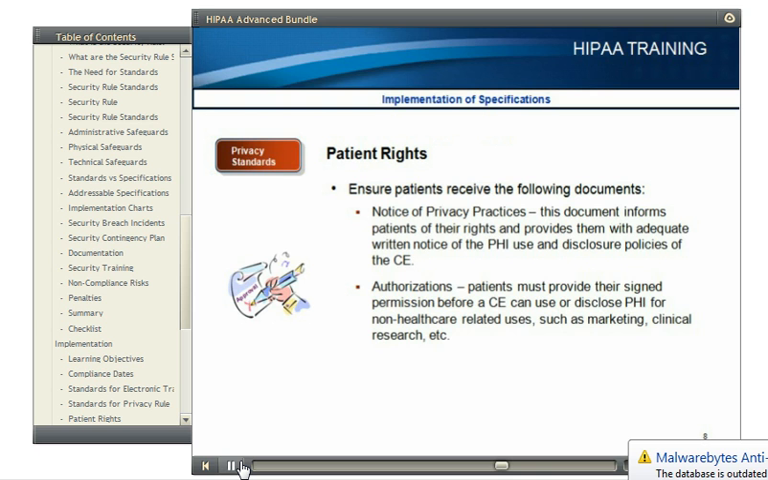Ensure patients receive the following documents: Notice of Privacy Practices. This document informs patients of their rights and provides them with adequate written notice of the PHI use and disclosure policies of the CE. Authorizations. Patients must provide their signed permission before a CE can use or disclose PHI for non-healthcare related uses, such as marketing, clinical research, etc.